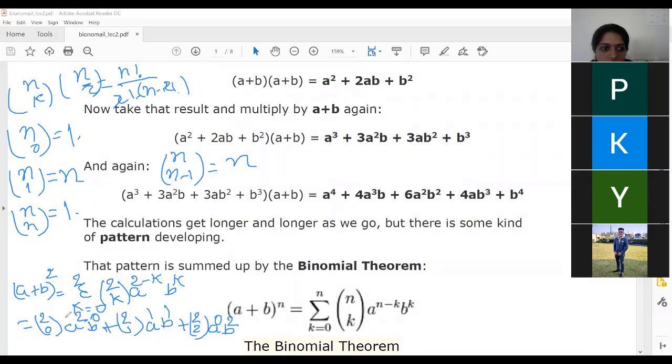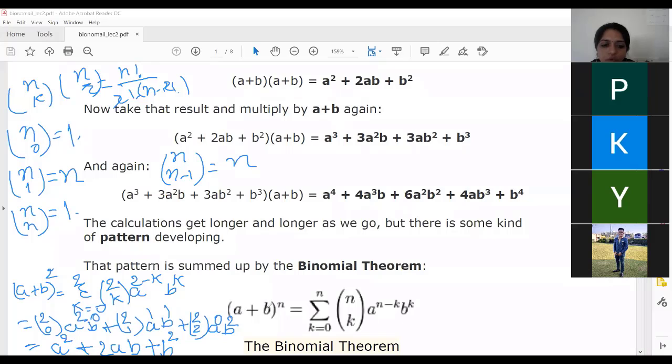So this 2C0, see nC0 is 1. So 2C0 is 1, and b raised to 0 is 1. So our first term will be a square. 2C1 is 2, see nC1 is n. It means 2C1 is 2. So the middle term is 2ab. And the last term, nCn is 1. It means 2C2 is 1, a raised to 0 is 1. So b square. Right? So a square plus 2ab plus b square.